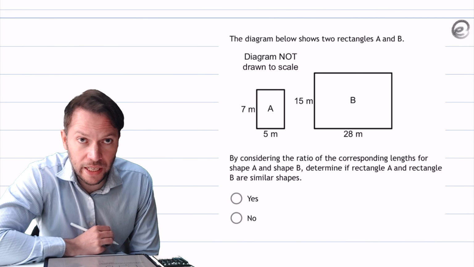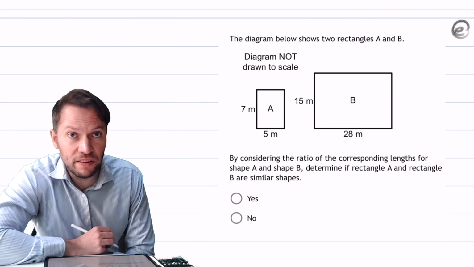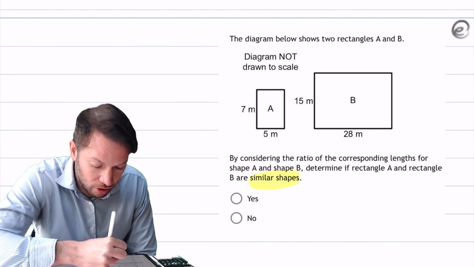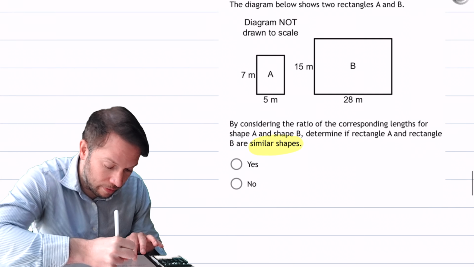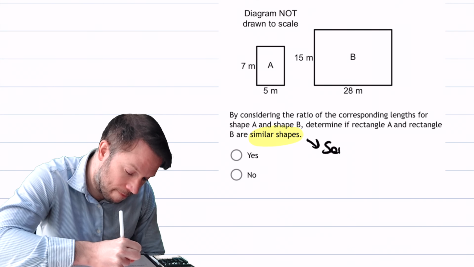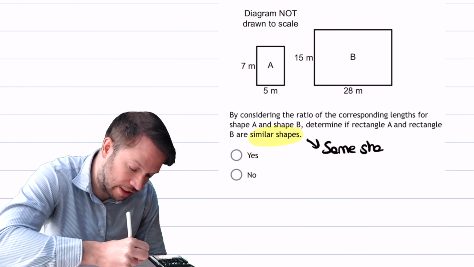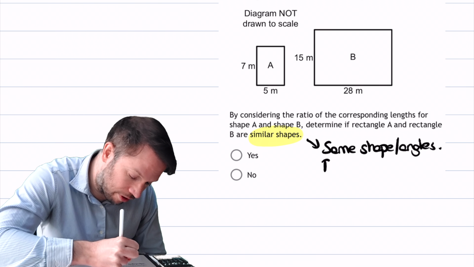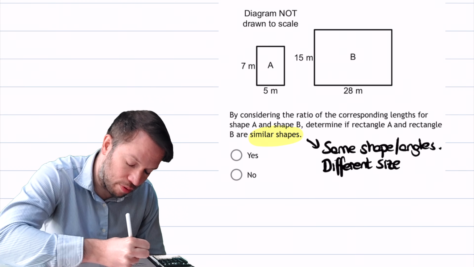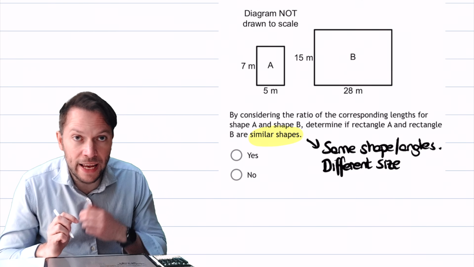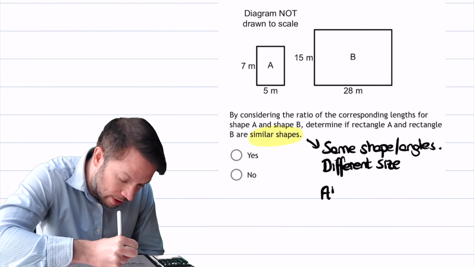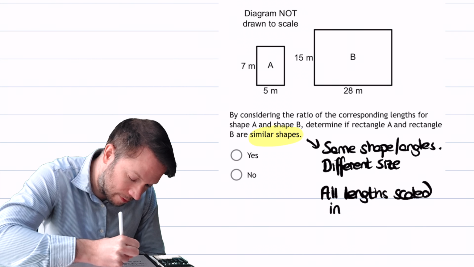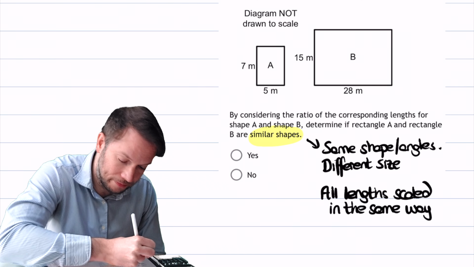In this video, we're going to see if two shapes are similar or not based on their lengths. Now, in the previous video, we saw that two shapes are similar if they're the same shape, and therefore the same angles, but potentially a different size. And another important property is that all the lengths will scale in the same way, by the same scale factor.